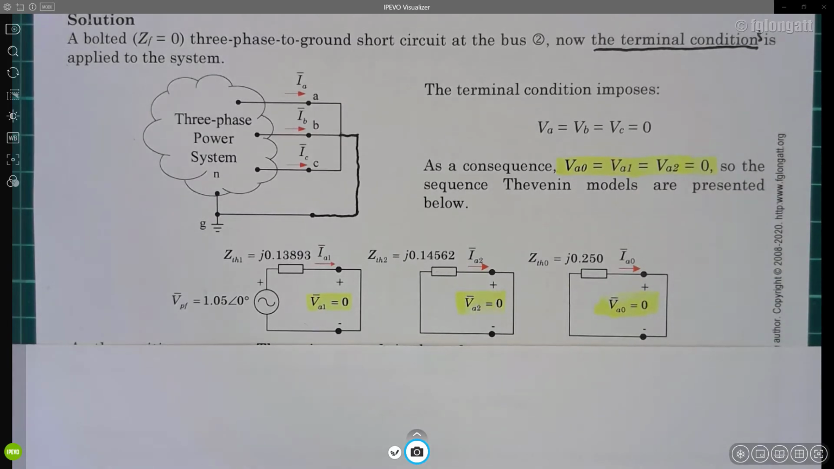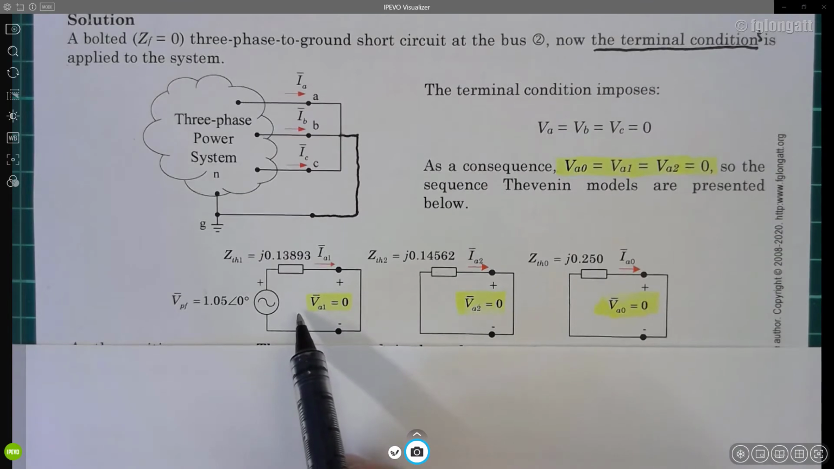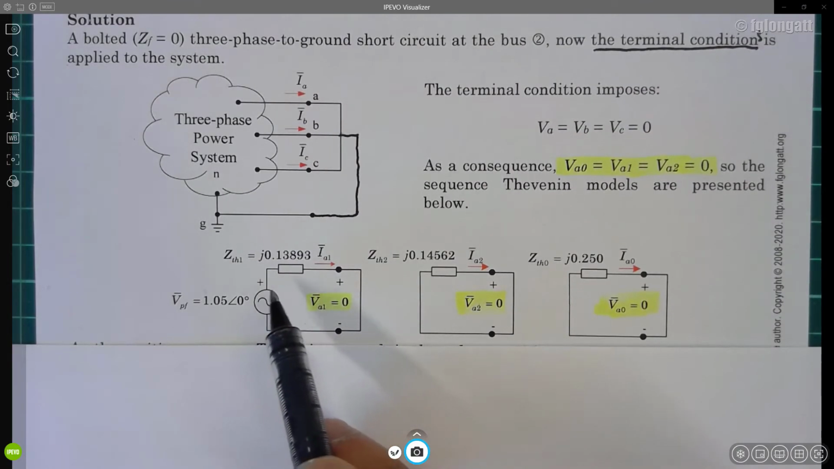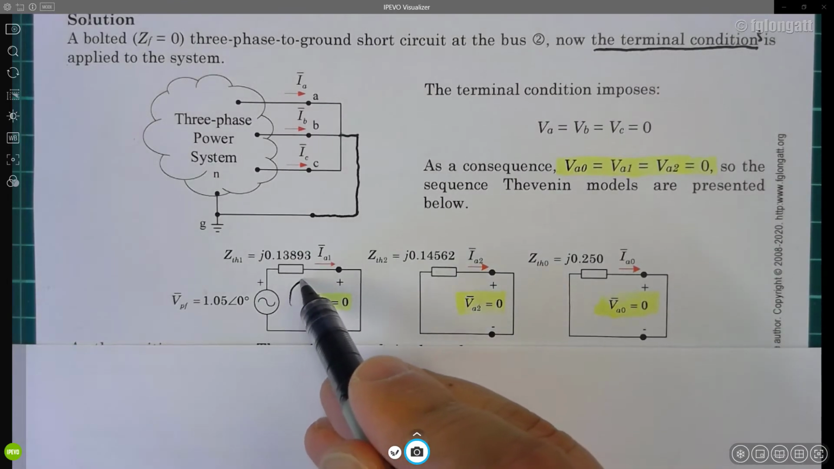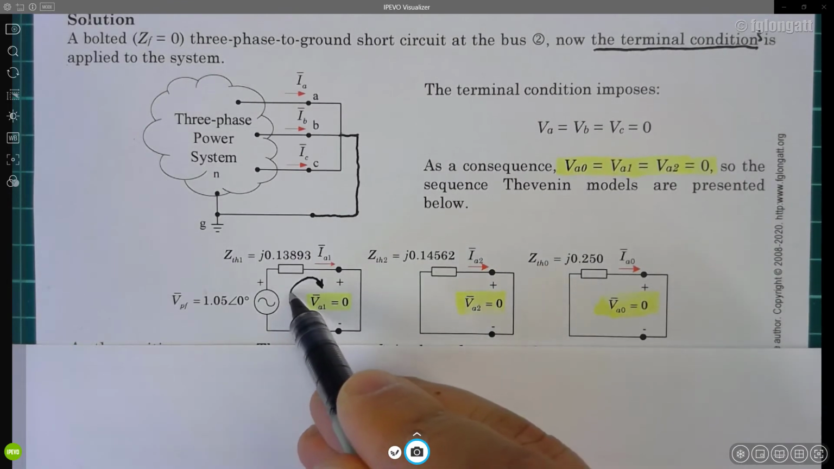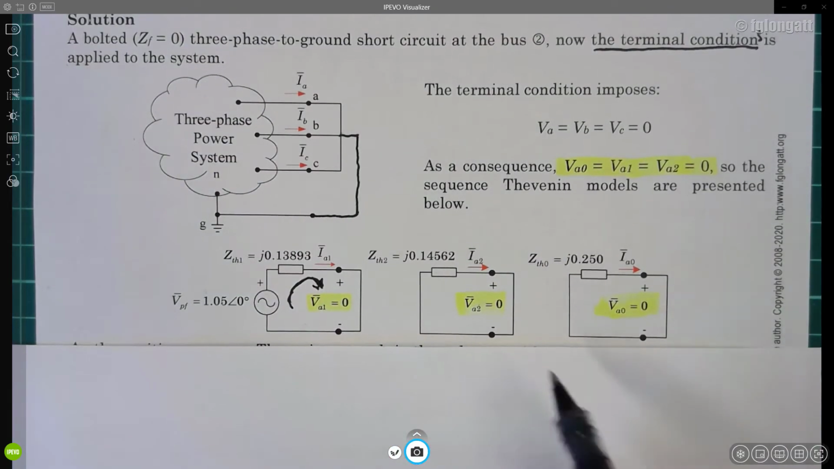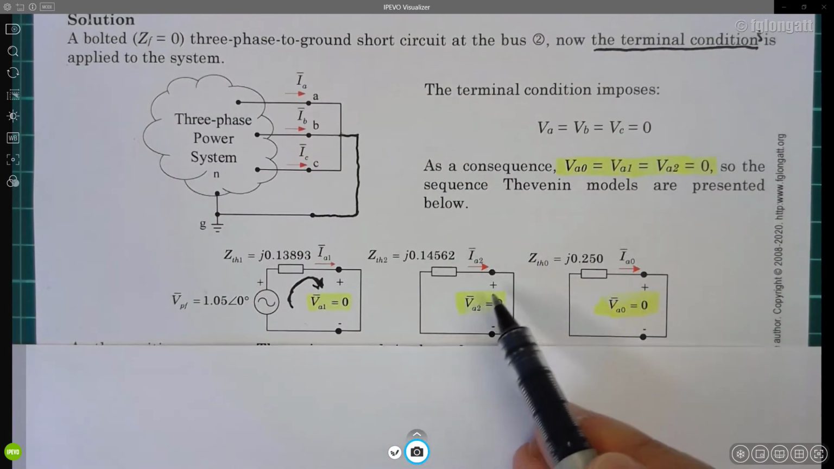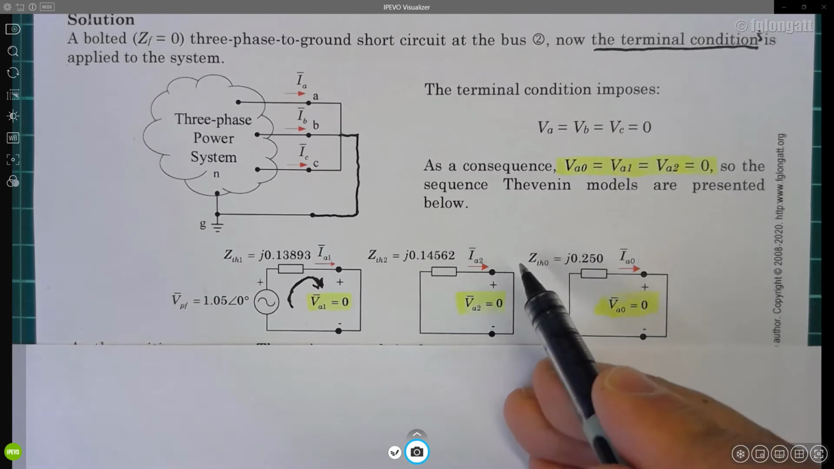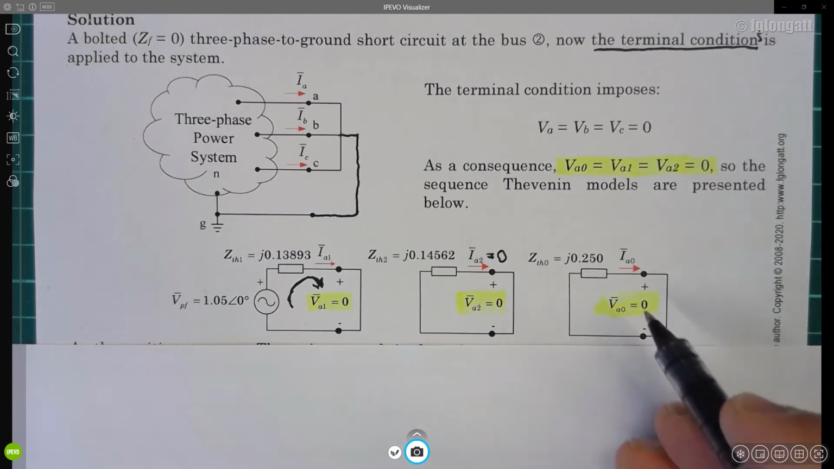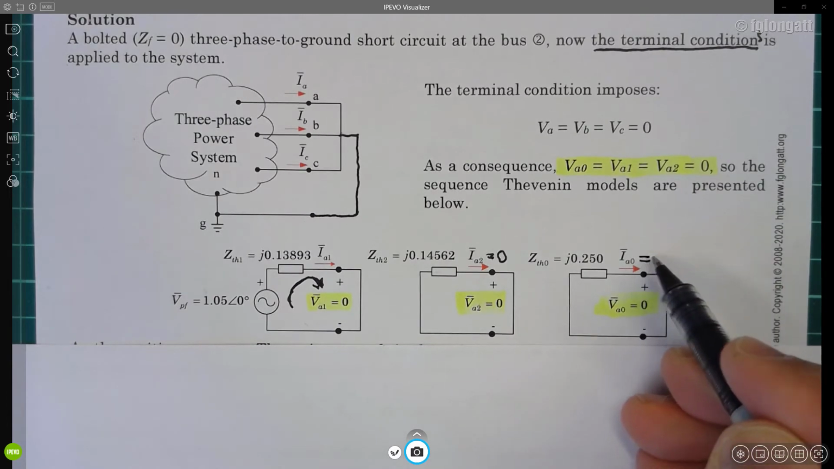What is the situation? Well, the positive sequence is the only model that has a voltage source, and that is the reason that is creating the current moving here. On the other hand, in this case, there is no voltage source in negative sequence, and as a consequence, this voltage is zero. And in zero sequence, there are no voltage sources.